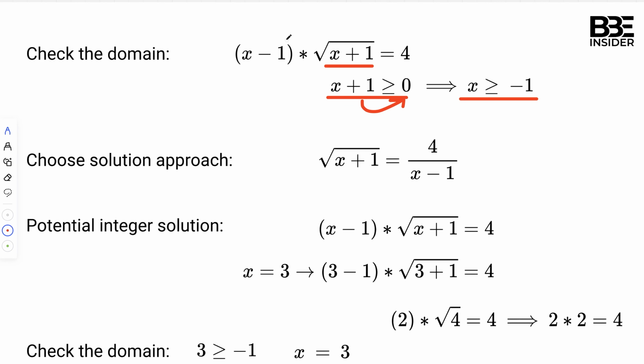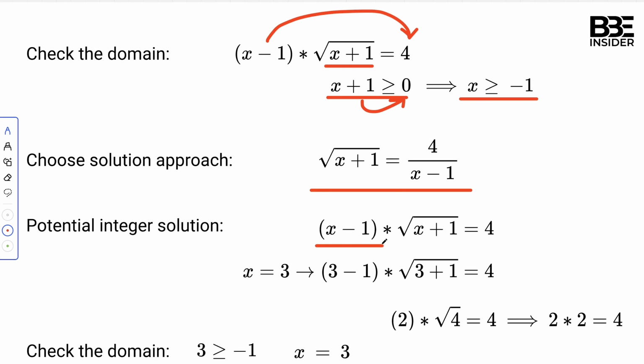There are a couple of ways you could approach this problem. One method, for example, is to isolate the square root on one side by dividing 4 by x minus 1, which we did right here. But there's also another way, which is way faster. This is a potential integer solution, and here you can alternatively look for a solution by inspection after rewriting the equation in a polynomial form like that.